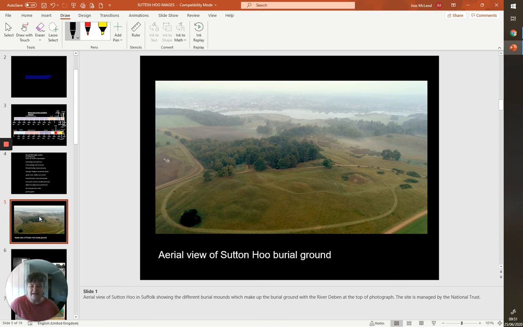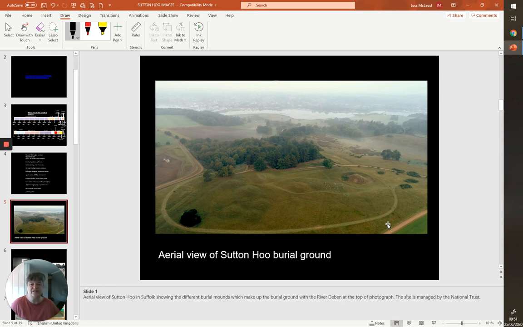Now, this is a photograph from the air, an aerial view of Sutton Hoo burial ground. Now, Sutton Hoo is just the name of the place that is nearby. And this, can you see all these bumps and things? Somebody saw all this and thought, that's a bit of an odd shape. Why is that hill that shape? And this was over 100 years ago. And they started to dig it up.